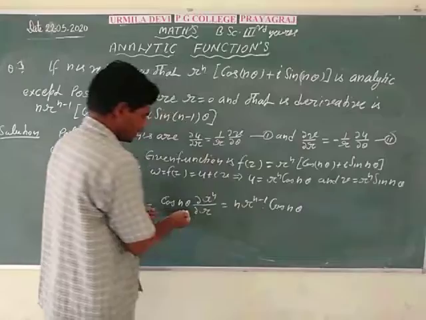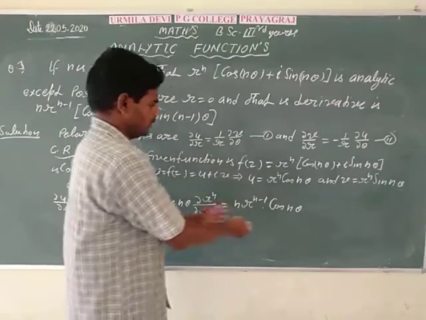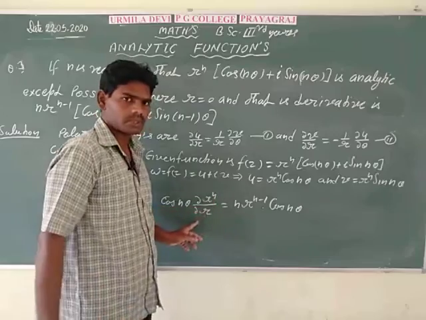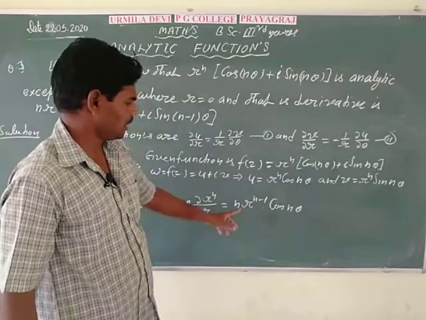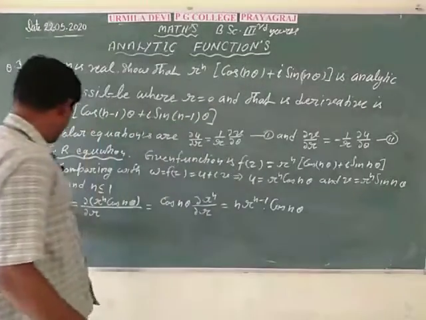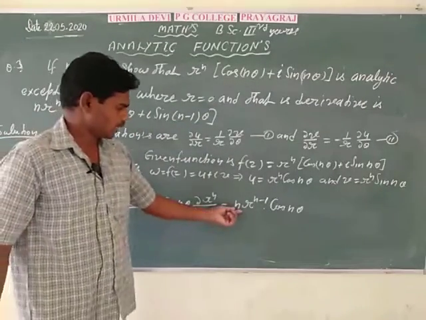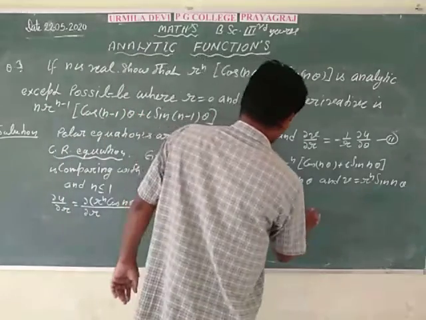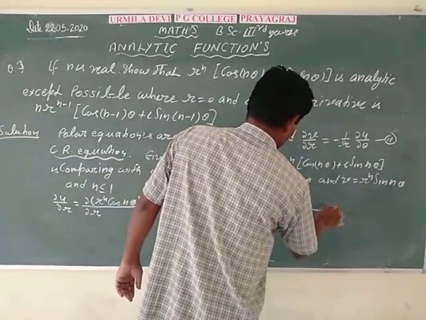Here cos n theta is a constant value, so putting it here, and the differentiation of r to the power n with respect to r is equal to n times r to the power n minus 1. So, the value of del u by del r is equal to n times r to the power n minus 1 cos n theta, which is represented as equation third.